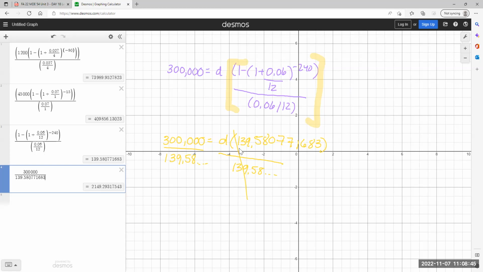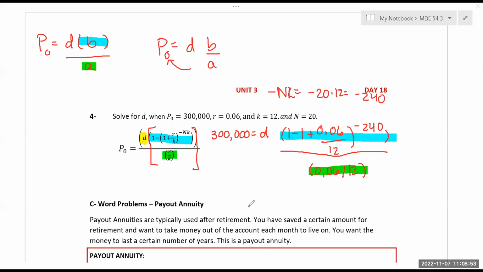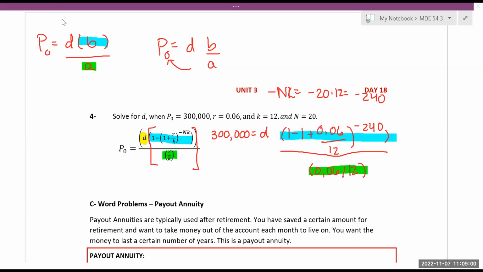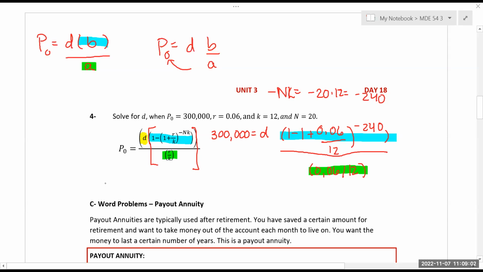So I'm spending a lot of time on the calculator for a reason, so that you really know how to do it. And then that answer ends up being, let me get my pen back, 2149 and 29, whatever it is. If it was money, 29 cents. All right, then the next video will go into payout annuities.